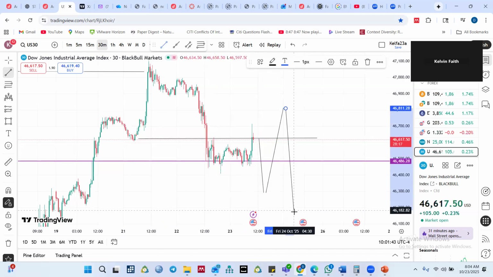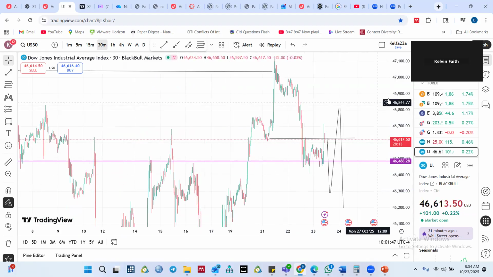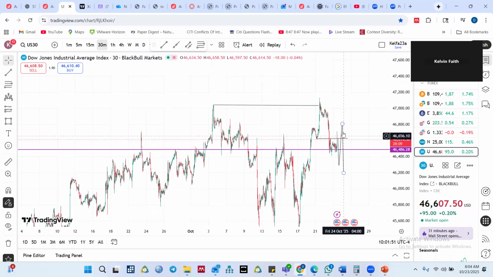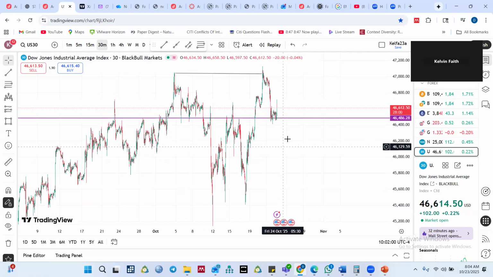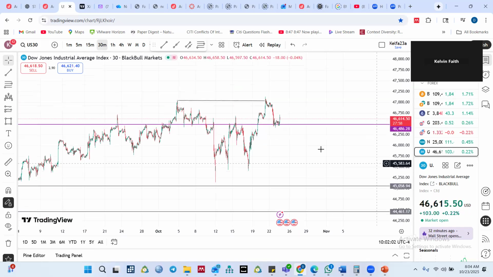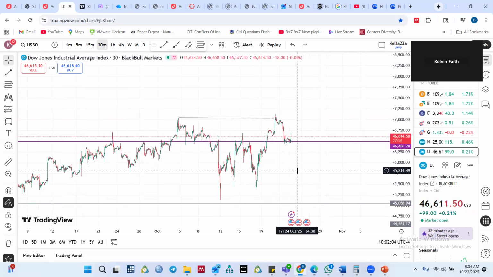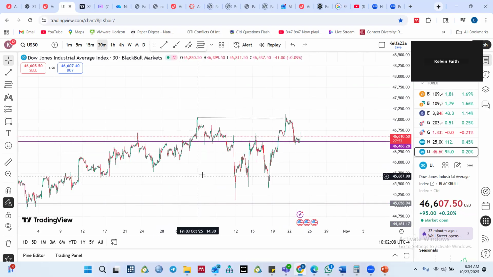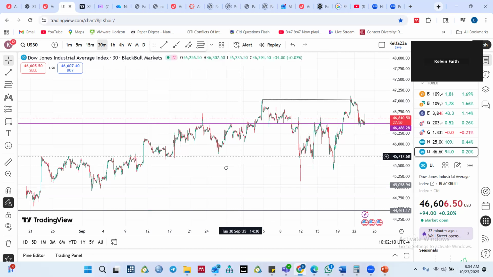Then we can sell. Okay, so that is something that we can look at. The other thing is also that I want to see if there are any patterns showing on the chart.